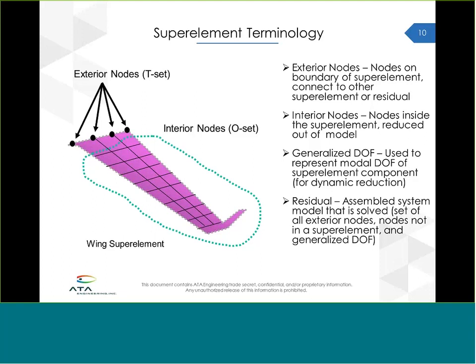And then the residual is what is left over after you've reduced all your individual parts and combined all of those pieces together. That's referred to as the residual. The residual is where your system level model is solved, whether you're applying loads or solving for modes or doing a transient or dynamic analysis. Those analyses are done on the residual, which is everything that's left over after you've done your reductions.